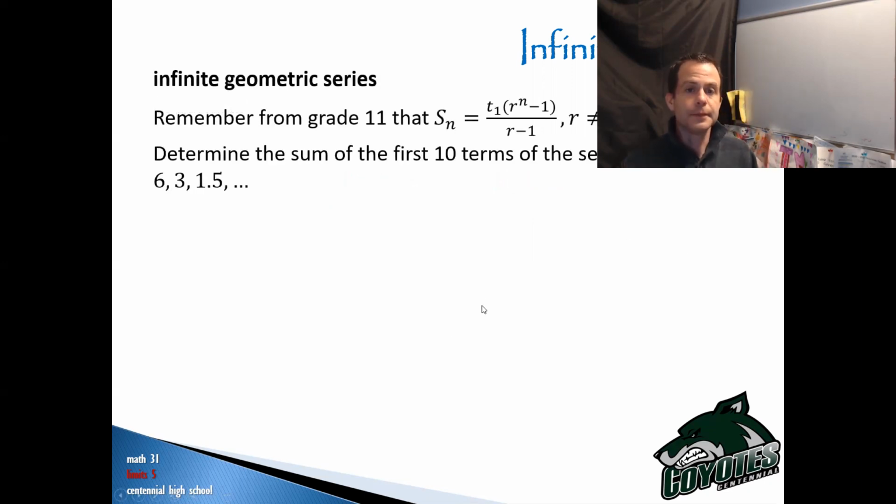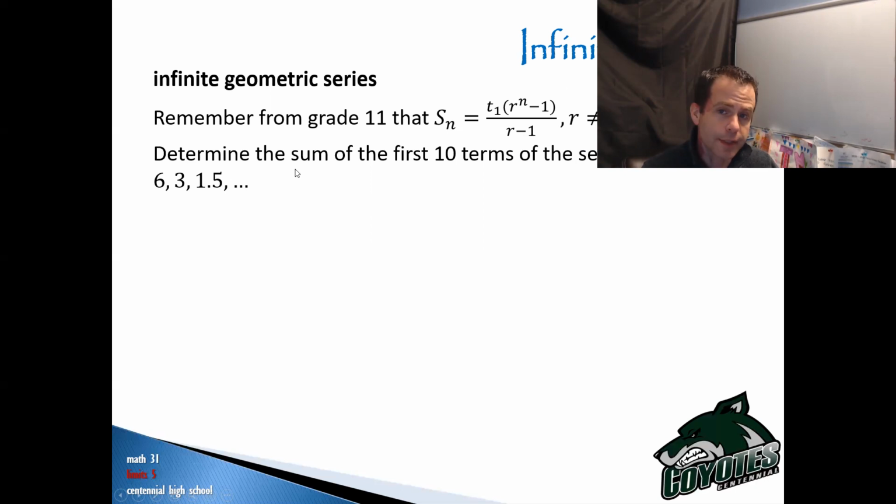All right, now we're going to take a look at infinite geometric series. So I'm going to bring you back to 20-1. We're going to go on a little trip down memory lane. Hopefully it'll be good memories for you all. Remember from grade 11, you were given this formula, and essentially this is a summation formula for a geometric series. So S of n equals T of 1 times r to the n minus 1 all over r minus 1, where r can't be 1.